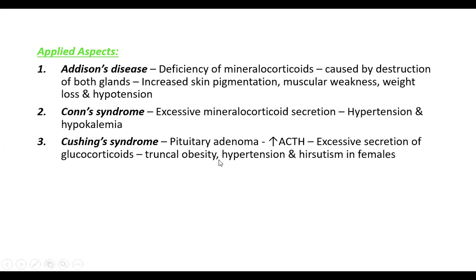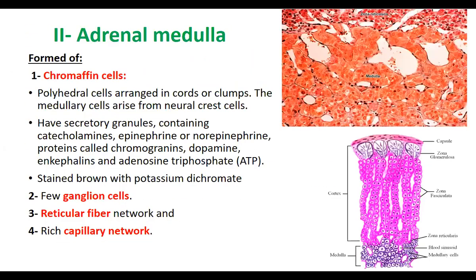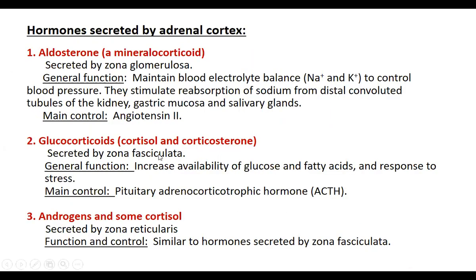So these are the three very important symptoms because of the pituitary adenoma, which leads to increased secretion of ACTH, and in turn increased secretion of the glucocorticoids. Glucocorticoid is secreted from the middle layer, as we have already seen. So it is from the zona fasciculata, where it secretes the glucocorticoids, and it is controlled by the ACTH.